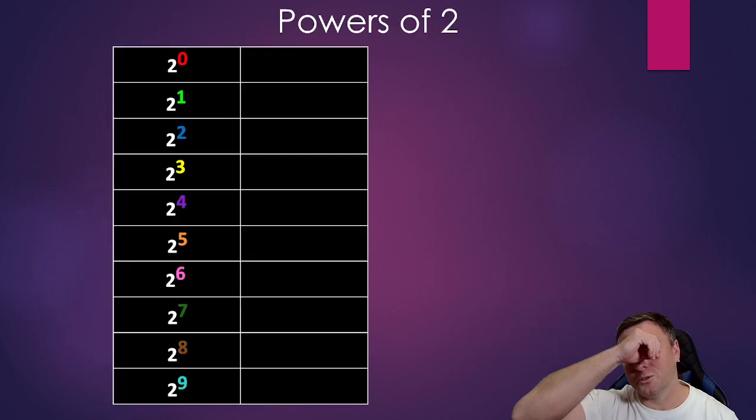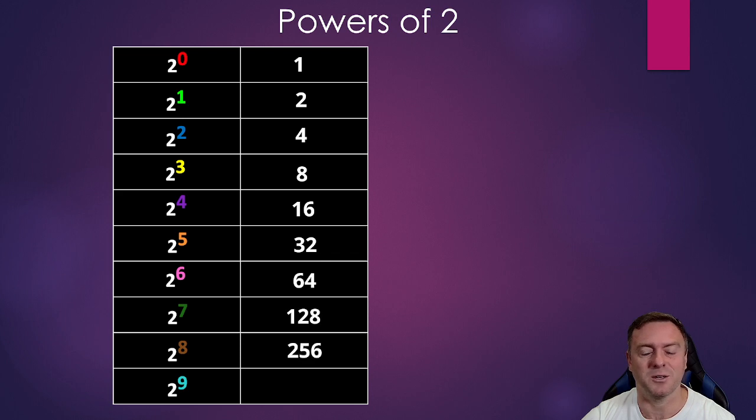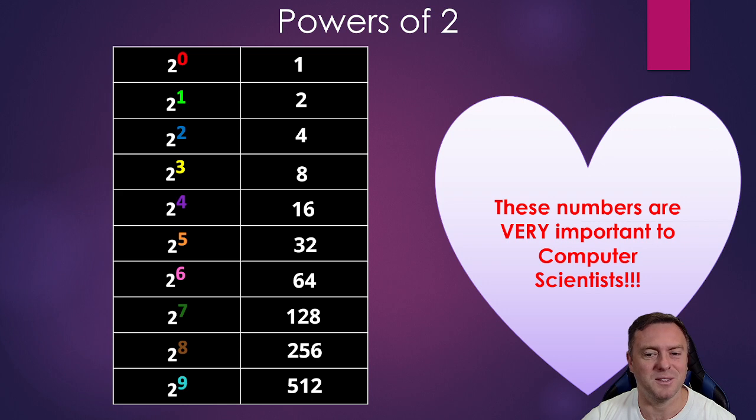The powers of two is super important for computer scientists. We need to make sure we follow this, so we need to remember these off by heart. So 1, 2, 4, 8, 16, 32, 64, 128, 256, and 512. My advice would be to learn these as quick as possible. They're super useful and very important.